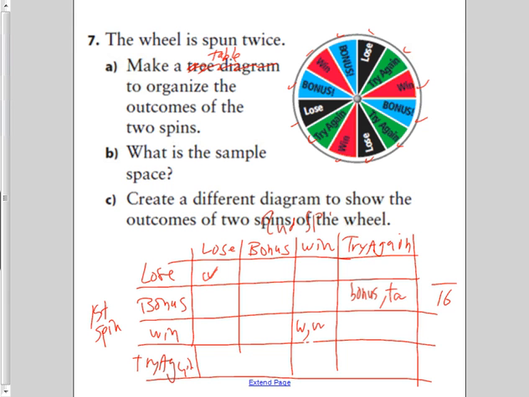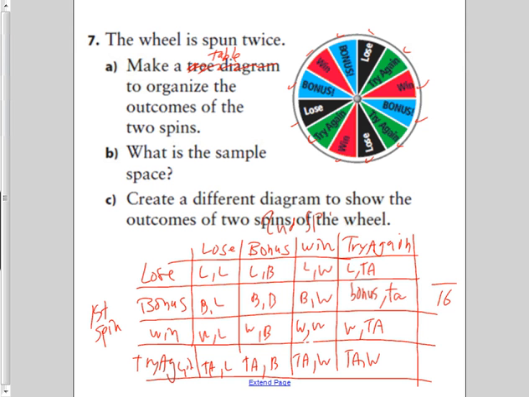So it says, what is the sample space? Well, the sample space is in here, and if I want to fill it out, those would be all of my possible outcomes. So in here, this would be called your sample space.